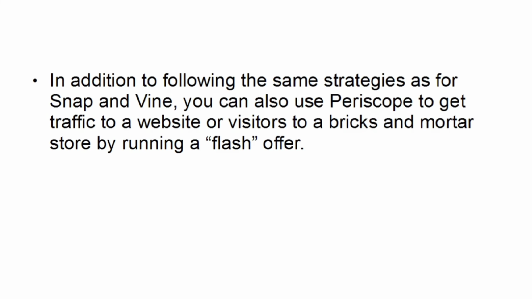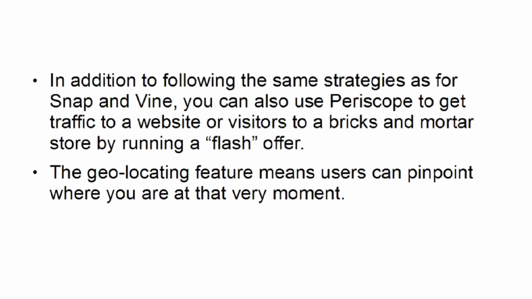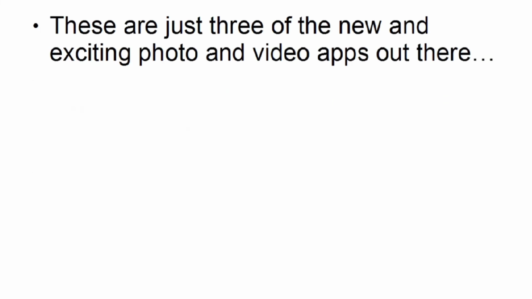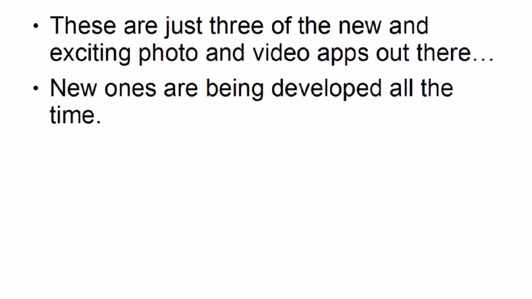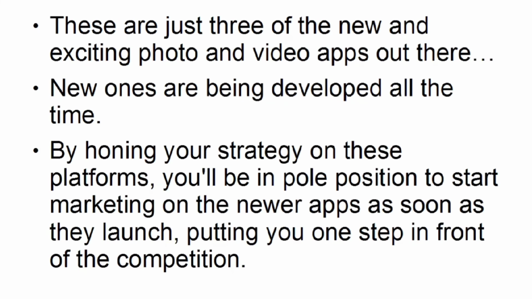And in addition to the same strategies as for Snap and Vine, you can also use Periscope to get traffic to a website or visitors to a bricks and mortar store by running a flash offer. The geolocating feature means users can pinpoint where you are at that very moment. Now, these are just 3 of the new and exciting photo and video apps out there, and new ones are being developed all the time. By honing your strategy on these platforms, you'll be in pole position to start marketing on the newer apps as soon as they launch, which will put you one step in front of the competition.